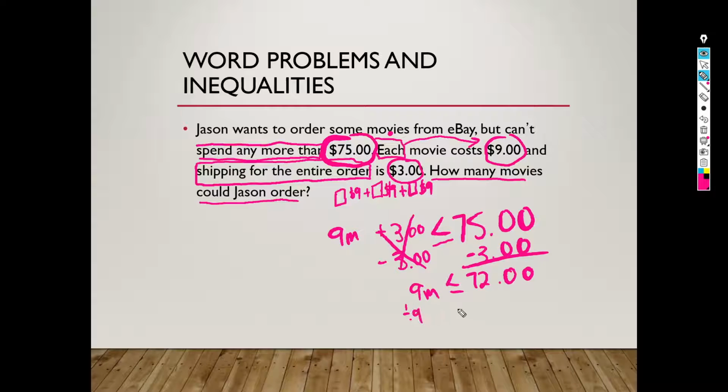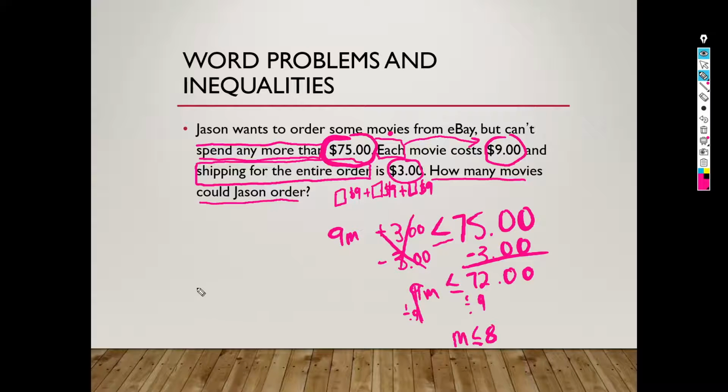Then we're going to divide both sides by 9, because we want to get this m by itself. So then that means m is less than or equal to 72 divided by 9. That is 9 times 8. So that's going to be 8. So that means m is less than or equal to 8.